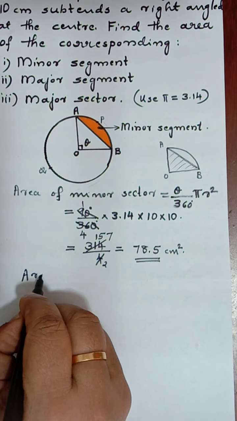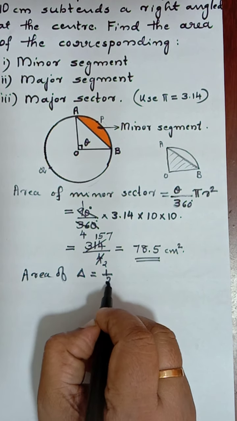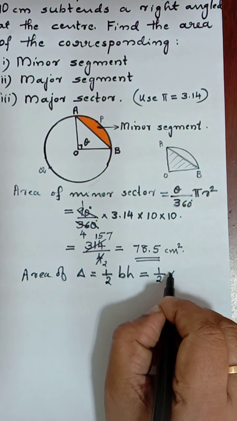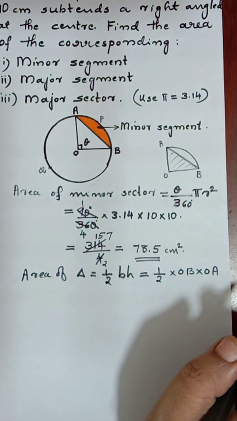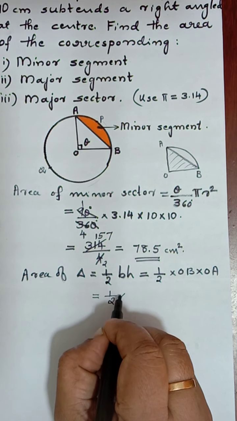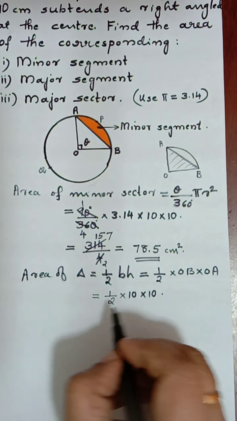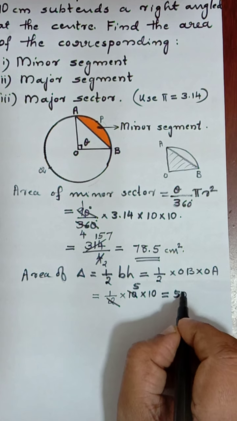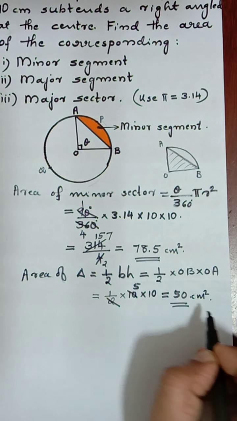Area of triangle equal to half bh. Half into OB into OA. OB as well as OA is equal to 10. So half into 10 into 10, we can divide, 5 we are getting. Isn't it equal to 50? 50 cm square. Therefore, two answers we got.